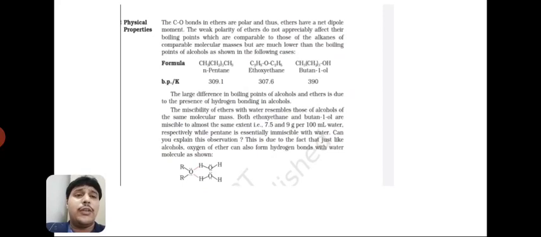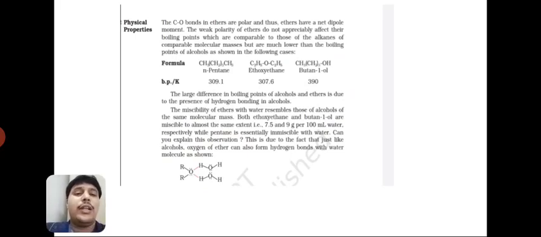hydrogen bonding in alcohols. The reason is already given here: the large difference in boiling point of alcohol and ether is due to the presence of hydrogen bonding in alcohol, which is absent in the case of ethers, right? We already discussed this particular point, but here we just note that the hydrogen bond is not present in ethers, as it is in alcohols.